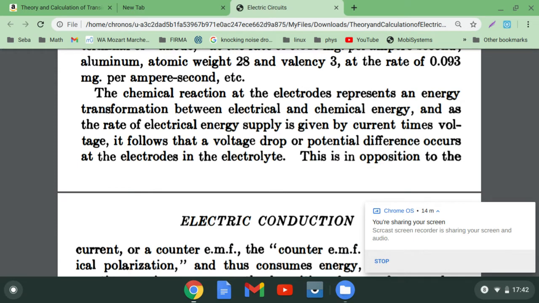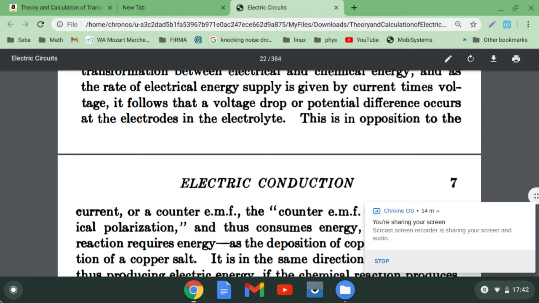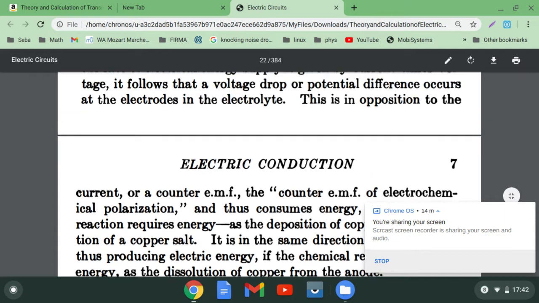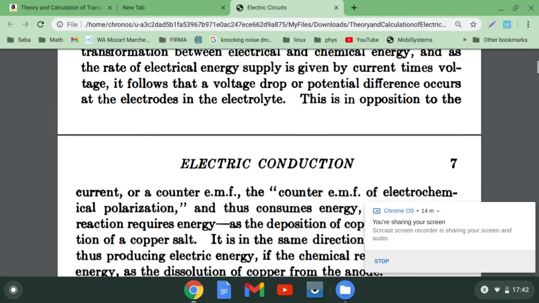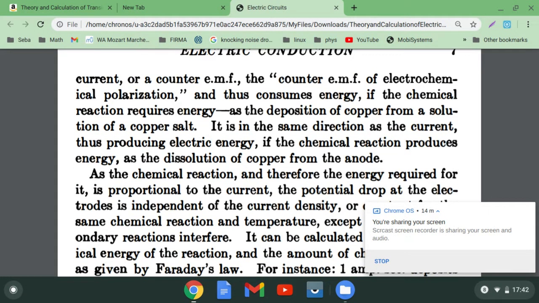The chemical reaction of the electrodes represents an energy transformation between electrical and chemical energy, and as the rate of electrical energy supply is given by current times voltage, it follows that a voltage drop or potential difference occurs at the electrodes in the electrolyte. This is in opposition to the current, or a counter EMF, the counter EMF of electrochemical polarization, and thus consumes energy.